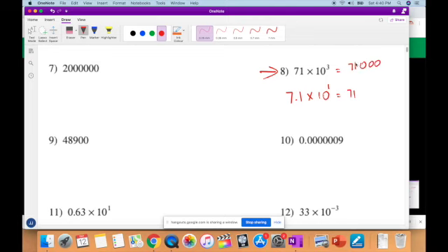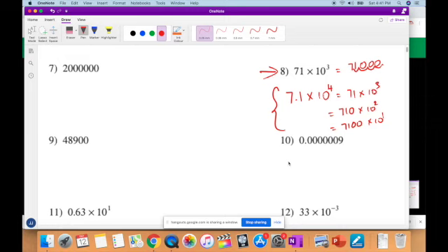This number is 71,000. So imagine the point is over here, and you bring back the point 1, 2, 3, but then you bring it back again, 4. So this is actually 7.1 times 10 to the 4, which is the same as 71 times 10 to the 3, which is the same as 710 times 10 to the 2, which is the same as 7100 times 10 to the 1. And you understand?